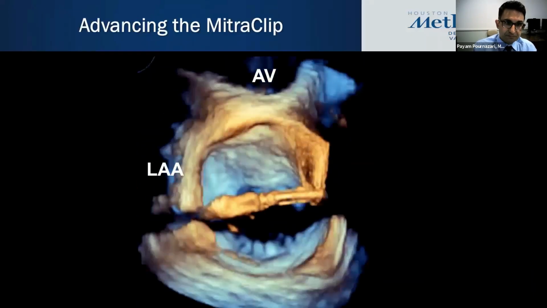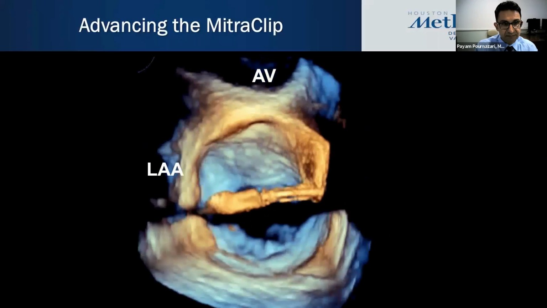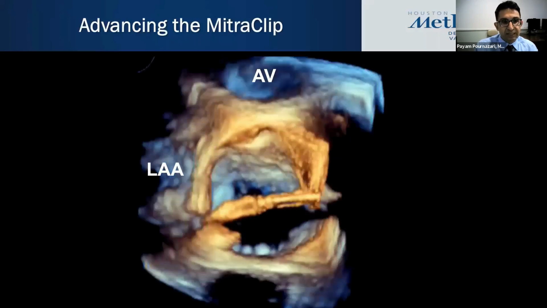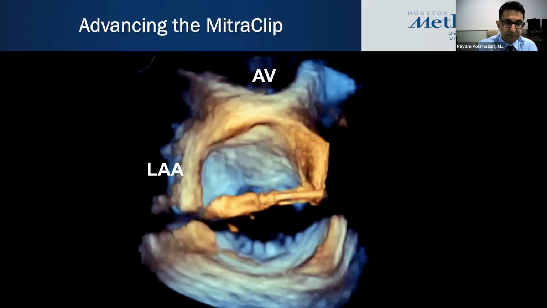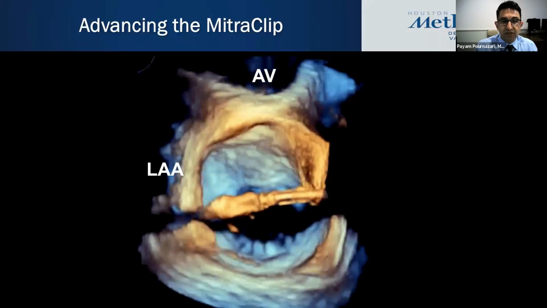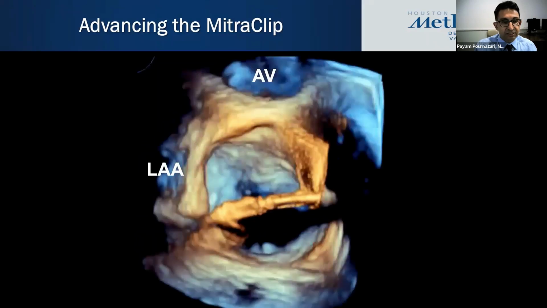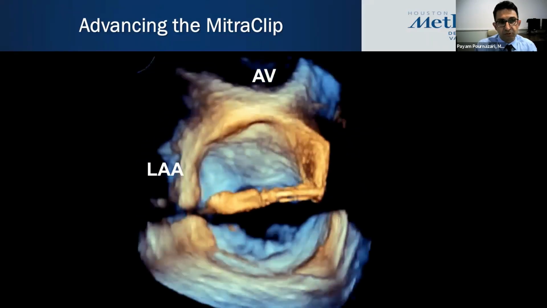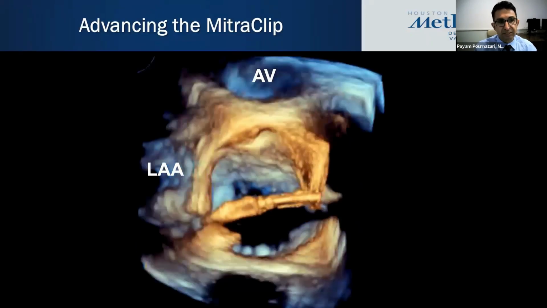When the guide catheter is advanced to the left atrium, then we advance the clip delivery system over the guide catheter. TEE imaging is done continuously to make sure that the clip delivery system clears the Coumadin ridge, and then the clip does not advance to the pulmonary veins or the left atrial appendage. The clip and the guide are both steerable, and so we make sure that the clip is oriented properly in the middle of the left atrium before any other maneuver is done.